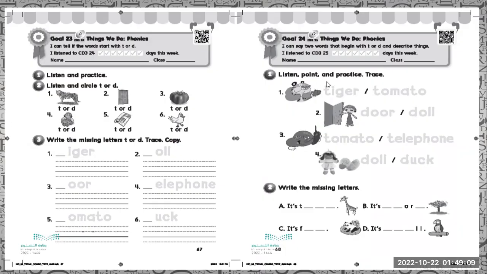Here, listen and trace. Listen, point, and trace. Okay, tiger and tomato, door and doll, tomato and telephone, doll and duck. Also, here write the missing letter. So we can say it's tall. Okay, we write the missing letter, or it's fat in this word. Okay, it's tree, not dra.